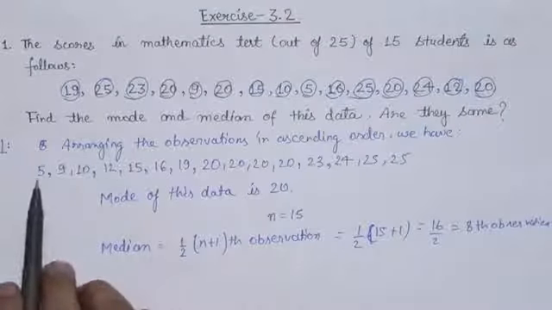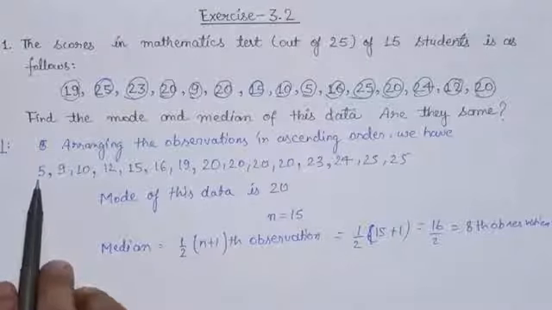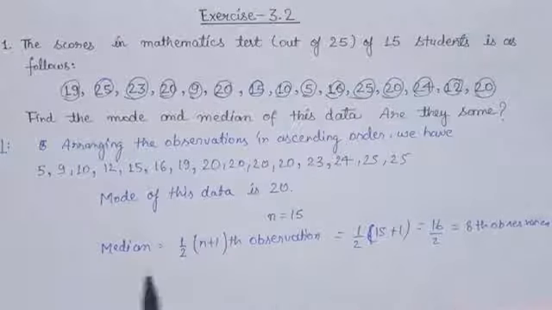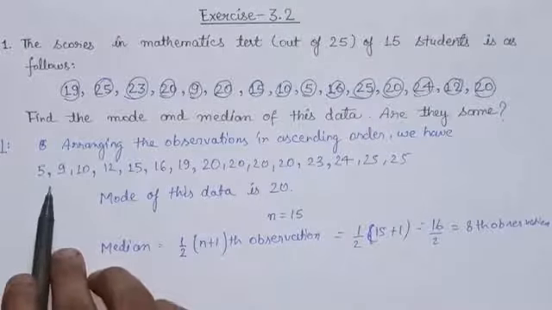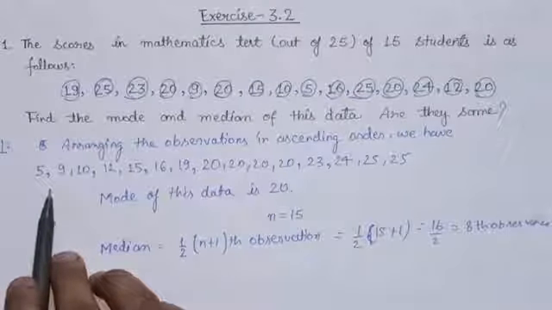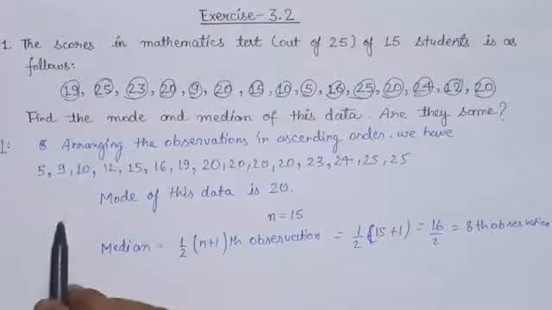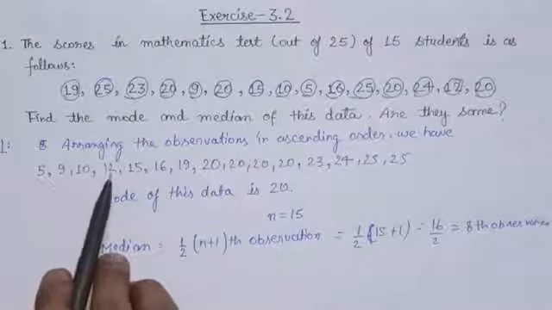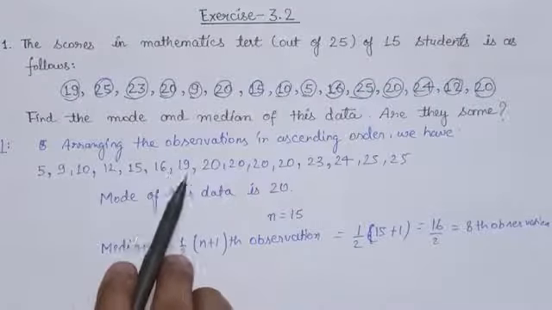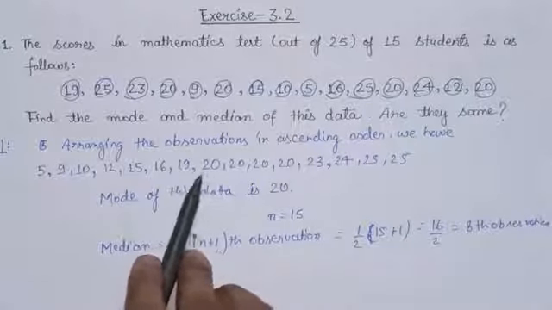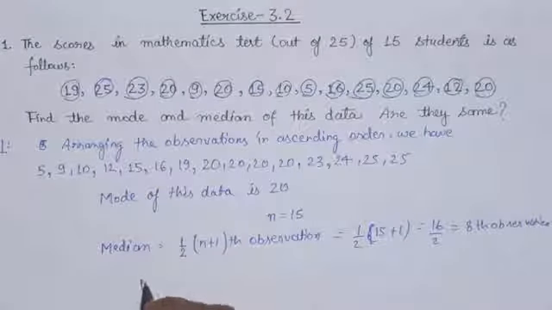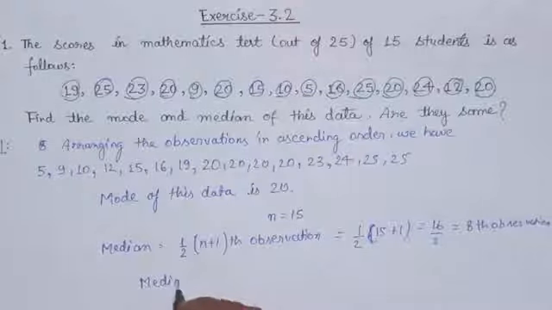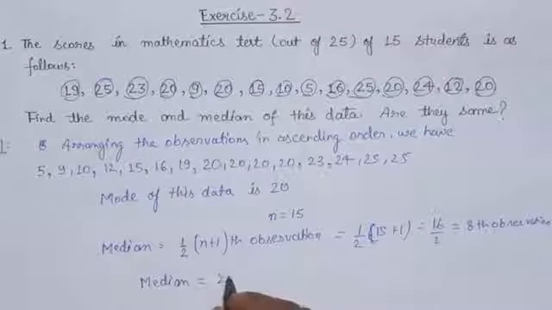So let us see. You have to find the observation for median in ascending order, or the order you have made, either ascending or descending. So 1, 2, 3, 4, 5, 6, 7 and 8. So 20 is the 8th observation. So we can write median is equal to 20.